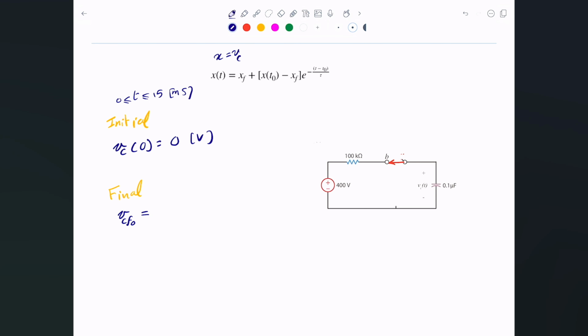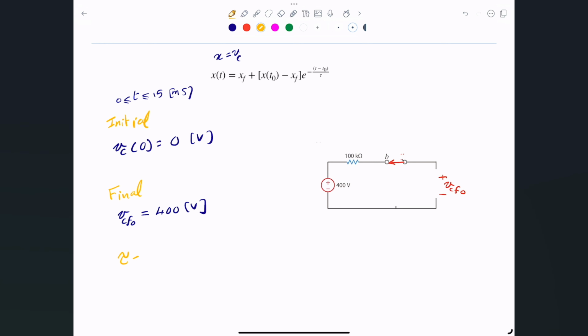All you have to do is treat the capacitor as an open circuit, and what we're after is the voltage VC final 0. If this is an open circuit, this is simply 400 volts. So that becomes 400 volts. That's what we have.